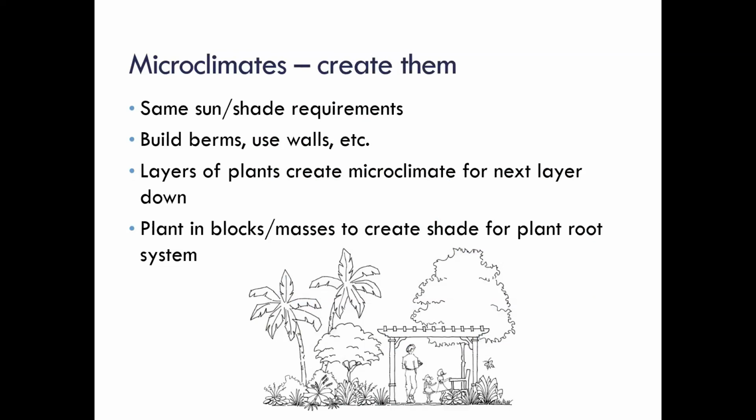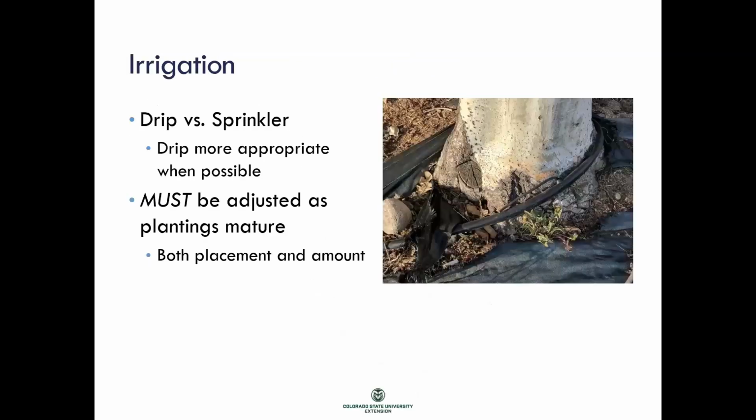And again, layers of plants will create microclimates for the next layer down. So that is not necessarily changing what kind of plants you can plant, but it's going to play into how much water you apply, and what kind of ground treatment you do, what kind of mulch, that sort of thing. They can actually sort of shade root zones for each other.